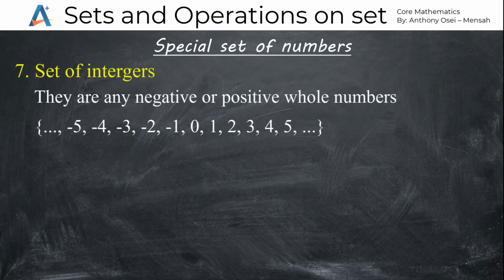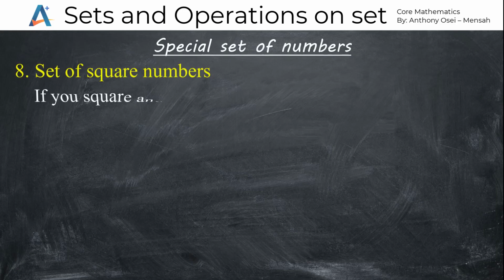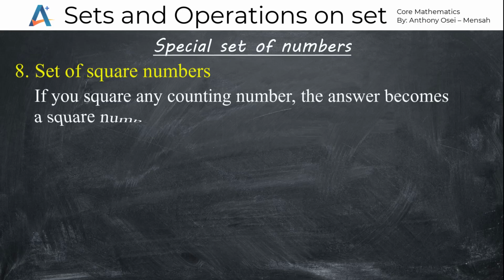Now the last one, which is at number 8, will be the set of square numbers. Now square numbers can be found such that if you square all counting numbers, the answers you get from them become what we call square numbers. Now square numbers in another way have a meaning called perfect squares. Why perfect square? Those numbers can be converted into a square.